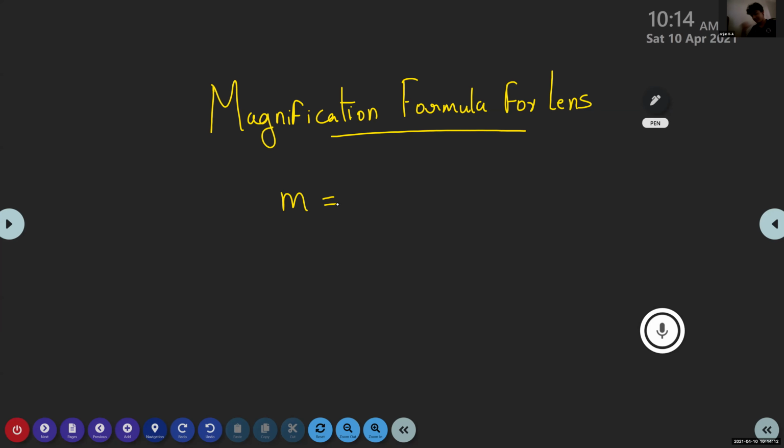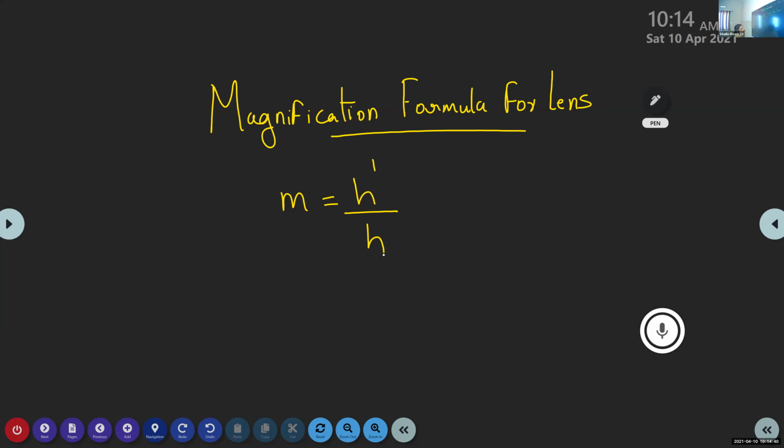One more equation is there, Prajot. What is that? The common equation for calculating the magnification. Anyone? Aditya Nair? Yes, M is equal to h dash divided by h. H dash by h, right?